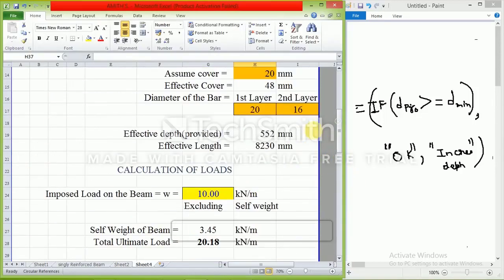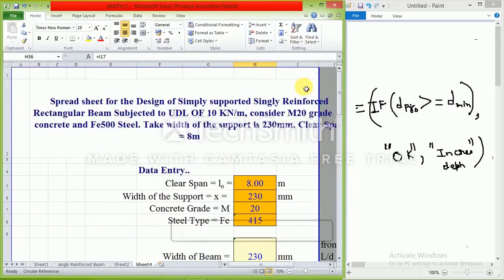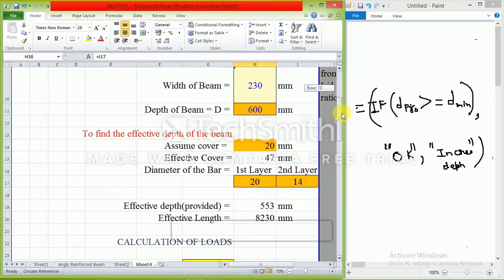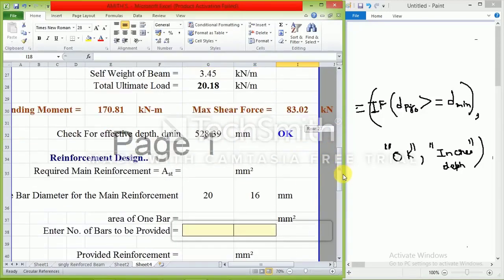If I change here, instead of 16, if I give some 14 here, it gets automatically changed over here. What is that? Yeah, 14, right? So what I had given is 20 and 16. Whatever I change here, it gets automatically changed. So the same data, diameter of the bar in first layer and second layer, the same data I had entered here. See, diameter of the main reinforcement. That is, first layer is 20 and second layer is 16. I had taken from the predefined data.